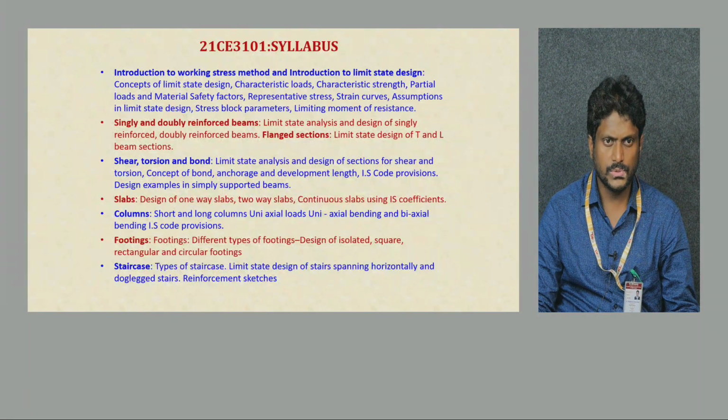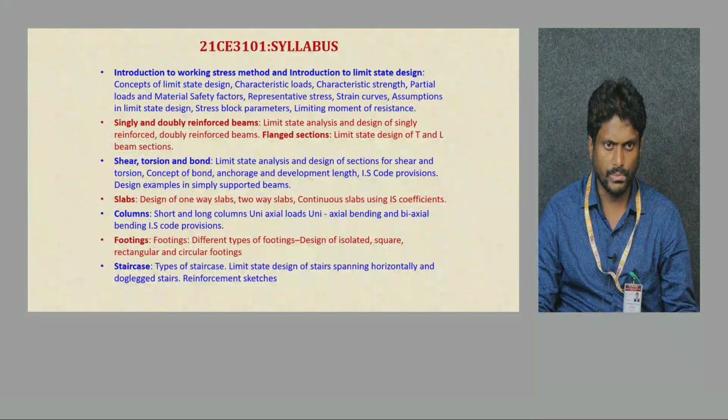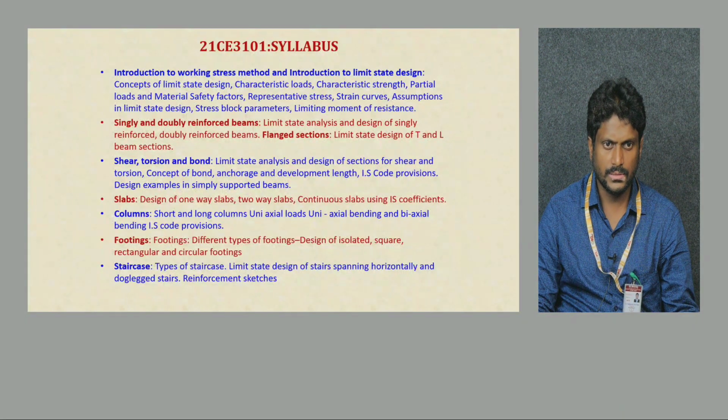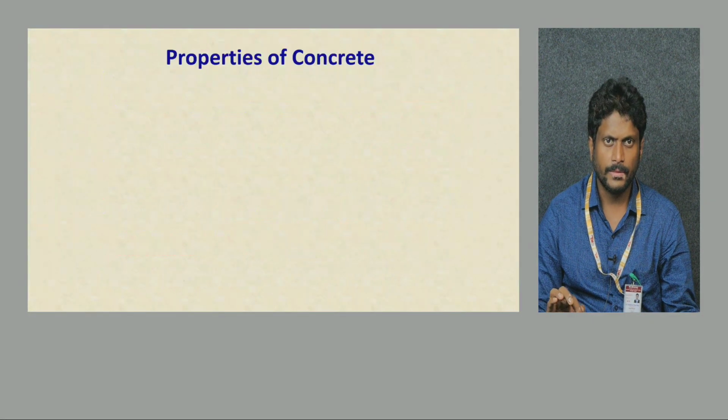Then followed by columns, short columns and long columns, uniaxially loaded, uniaxial bending and biaxial bending and IS code provisions. Footings, different types of footings, design of isolated footings, square, rectangular and circular footings. Finally, I am going to cover staircases. In that, types of staircases, limit state design of stairs, spanning horizontally and dog-legged stairs, reinforcement sketches.